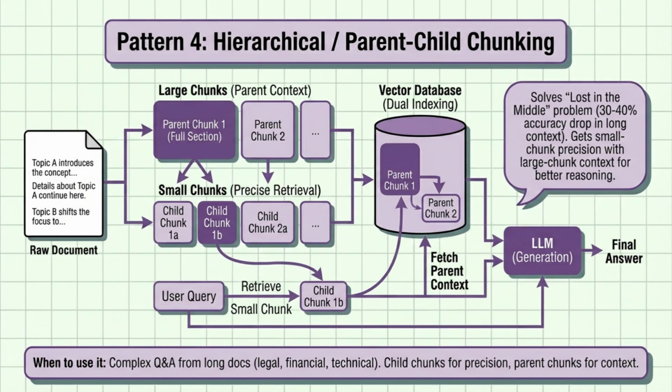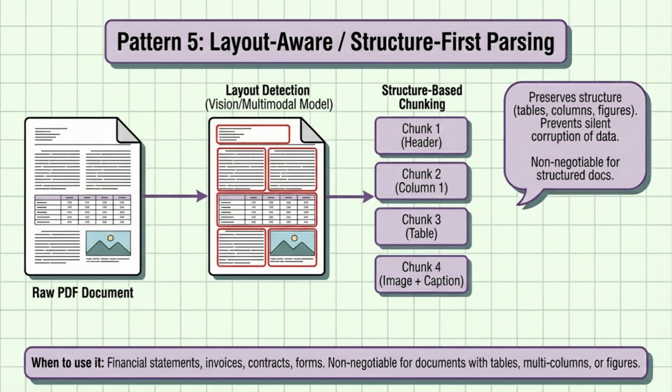hierarchical/parent-child chunking. There's a tension in chunking that every developer hits eventually, and it's worth being explicit about it. Small chunks are better for retrieval. They match queries precisely, they're specific, they surface the right passage. But small chunks are worse for generation. The model gets a narrow slice of context and lacks the surrounding information it needs to reason accurately. Large chunks are the opposite. Better context at generation time, worse precision at retrieval time. You can't resolve this tension by picking a chunk size. You resolve it by indexing at two granularities simultaneously. That's hierarchical chunking. Pattern 5, layout-aware/structure.